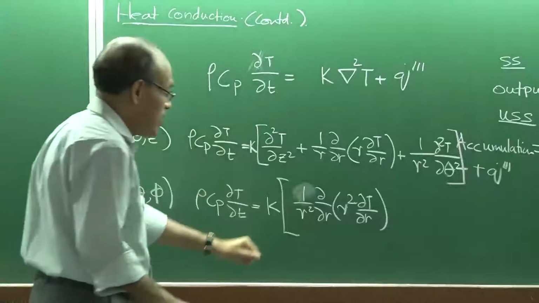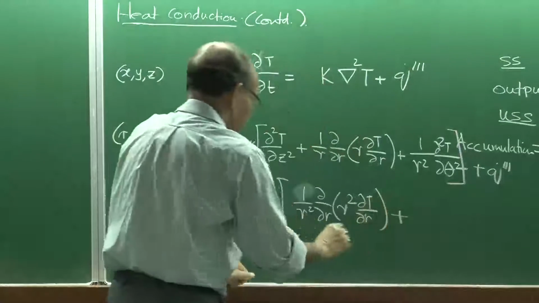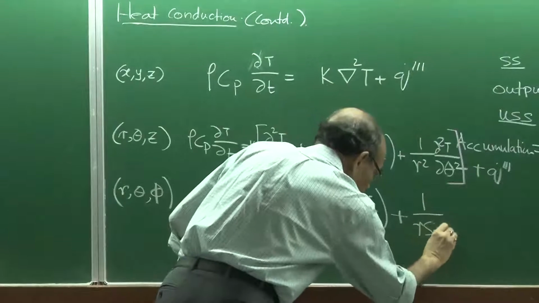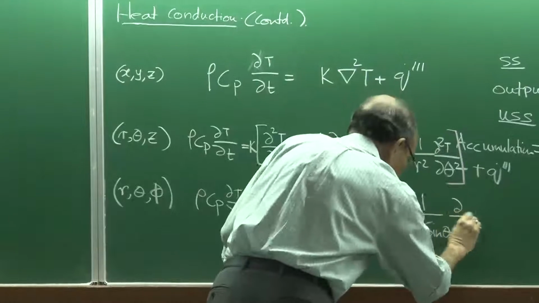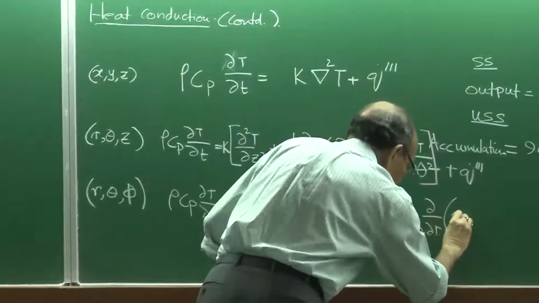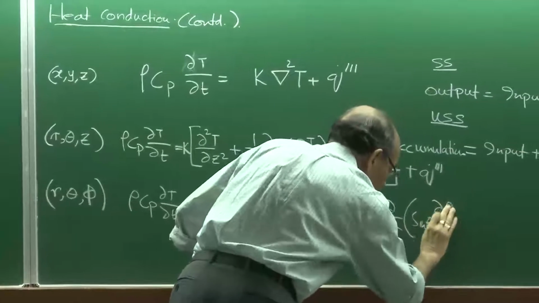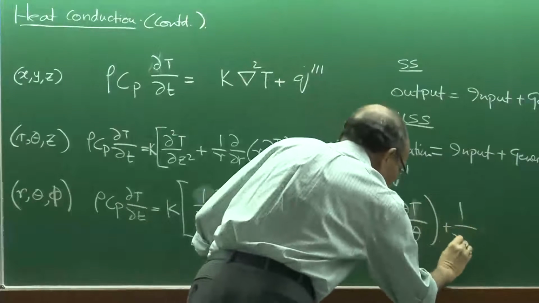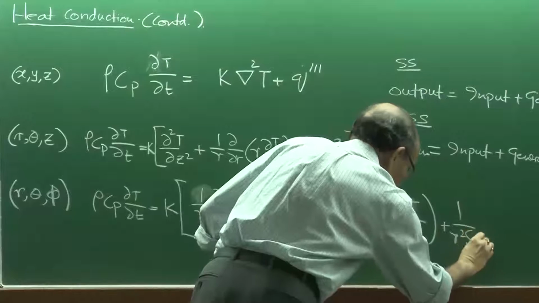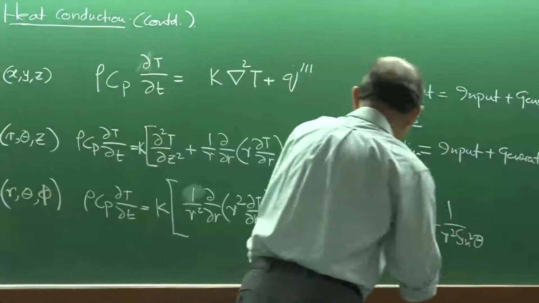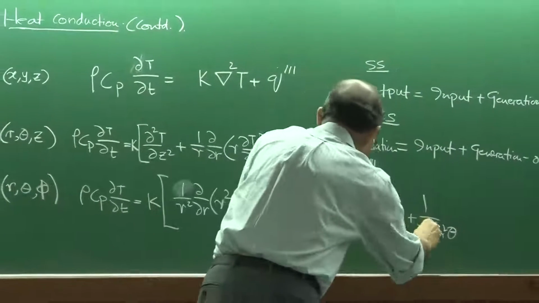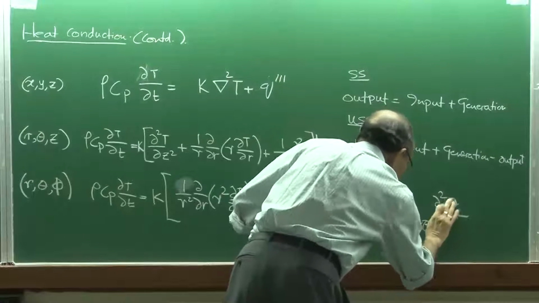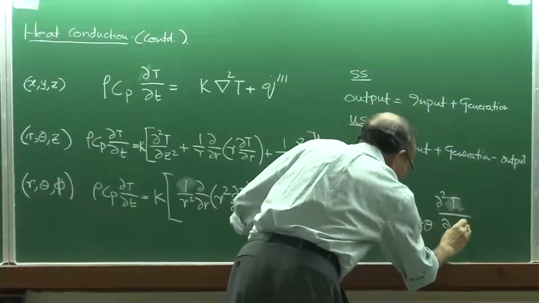Okay. So, this is the radial direction term, then we have the theta direction term, and here we have r sin theta and sin theta, and then we have here r square sin square theta. I hope I have written the correct thing, and here we have the double partial derivative with respect to phi.